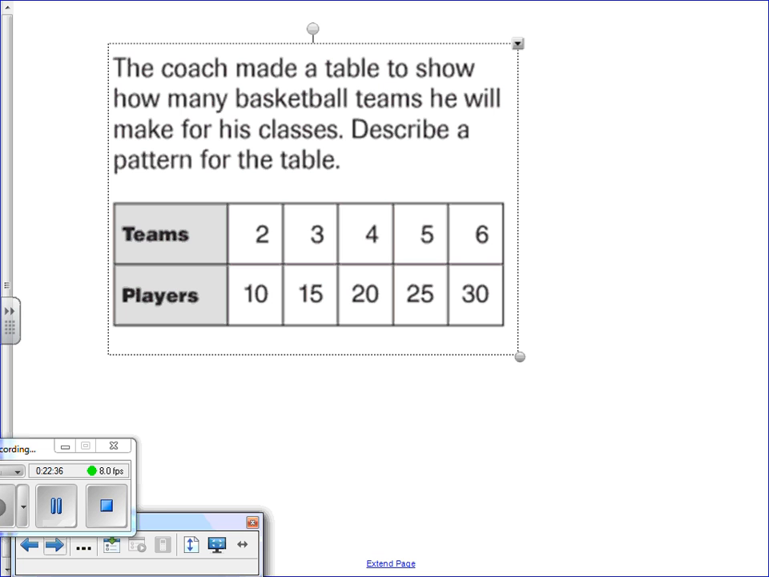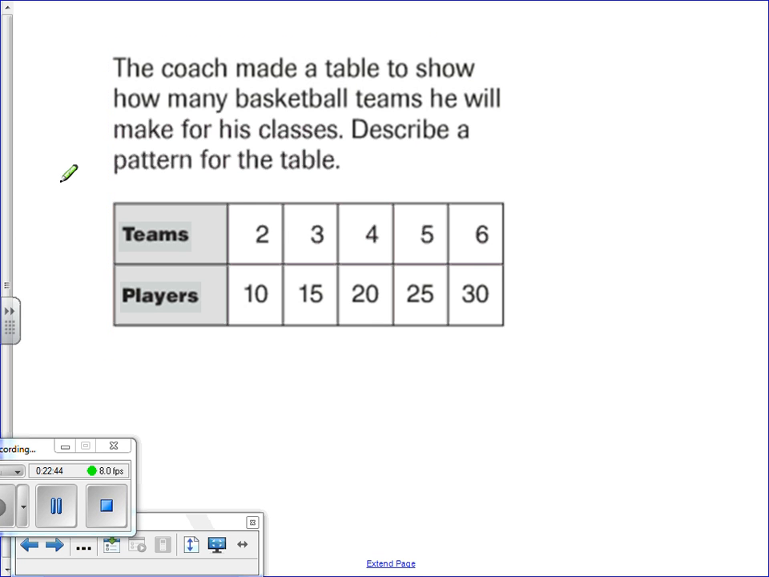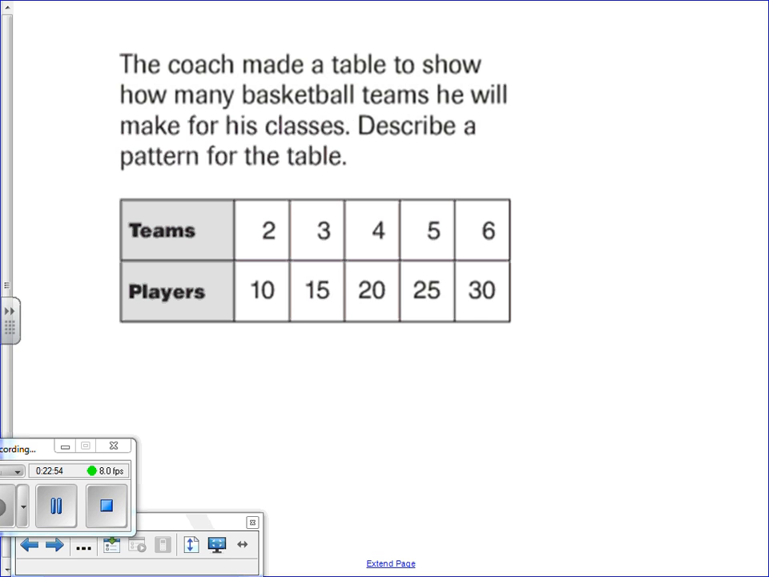The coach made a table to show how many basketball teams he will make for his classes. Describe a pattern. Tell me one way to describe the pattern. Mia P. Skip counting along the bottom row by 5s. Whoops. Plus 5, plus 5, plus 5. What am I doing from here to here?